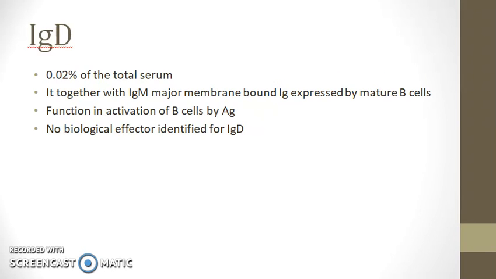Then coming to IgD, it constitutes 0.02% of the total serum. Together with IgM, it is a major membrane-bound Ig expressed by mature B cells, and it has a function in the activation of B cells by antigen. As such, no other biological effect has been identified yet for IgD.